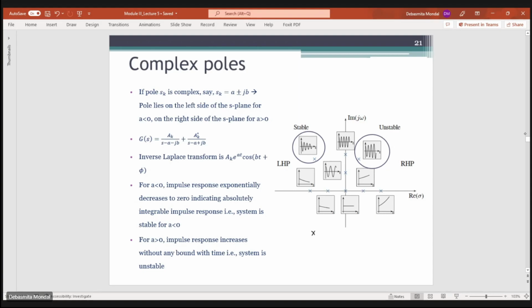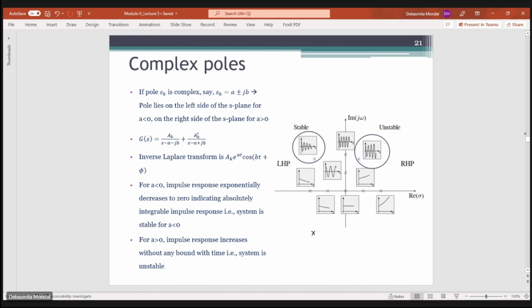Now if you have the value of a less than 0, that means this exponential will be a negative exponential. So the impulse response is absolutely integrable. That means these oscillations which are present will slowly die down and reach 0. So the system will be stable when the value of a is less than 0.